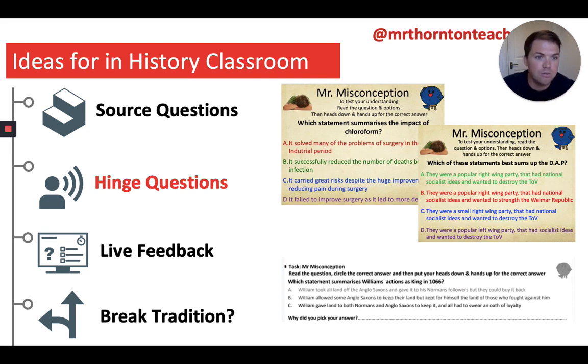Okay? So the DAP one's a really good one here. Who were the DAP? The Deutsche Arbeiterpartei. They were a popular right-wing party that had national socialist ideas and wanted to destroy the TOV. Well, they weren't popular, were they? They were a very small group, under 200 members at first. So some of that's right. So I'm setting up a bit of a misconception here, but they weren't popular.